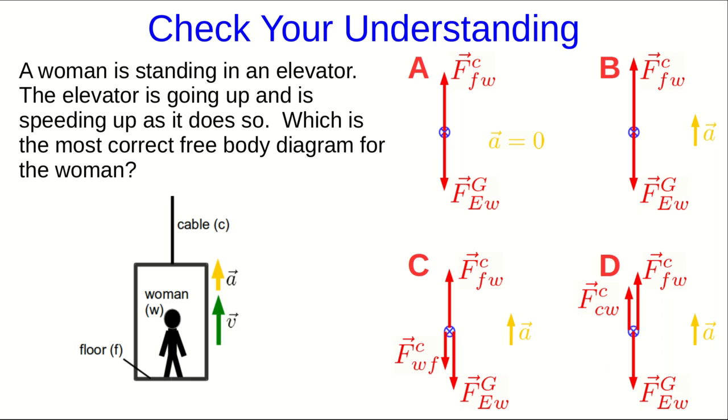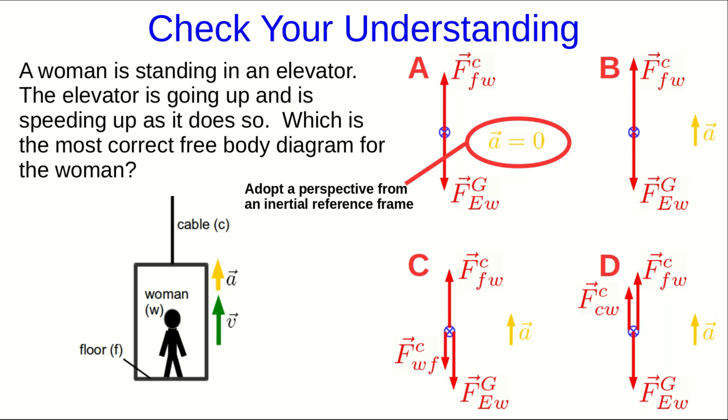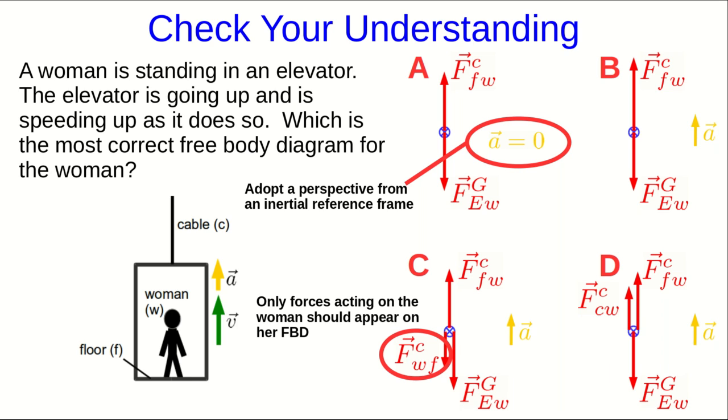So first of all, the elevator is accelerating up and the woman is accelerating with it, so her acceleration cannot be zero. You may have been thinking that if you were standing next to her in the elevator, her acceleration would be zero. But if you're in the elevator, you are in a non-inertial reference frame. And we've already seen you do not want to adopt perspectives from non-inertial reference frames.